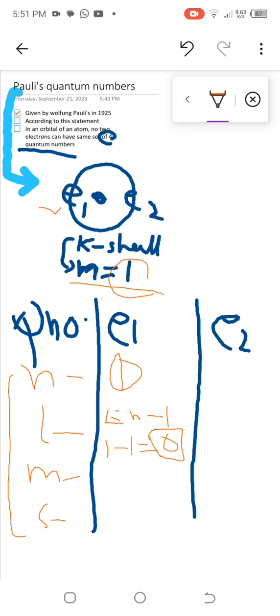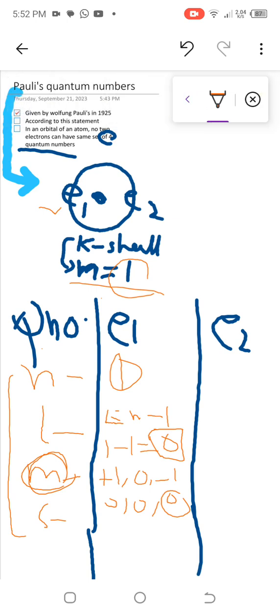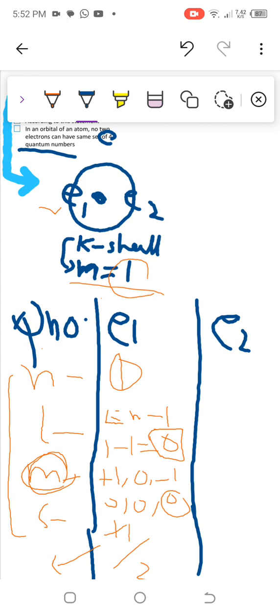After that, if we talk about m, to determine m we also have one formula: plus 1, comma 0, comma minus 1. Here that is 0, so the total magnetic quantum number is also 0. And if I talk about spin, that is plus 1 upon 2, which means it is revolving in the clockwise direction.